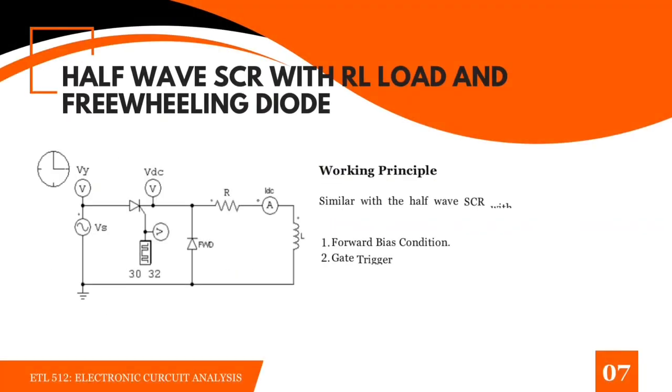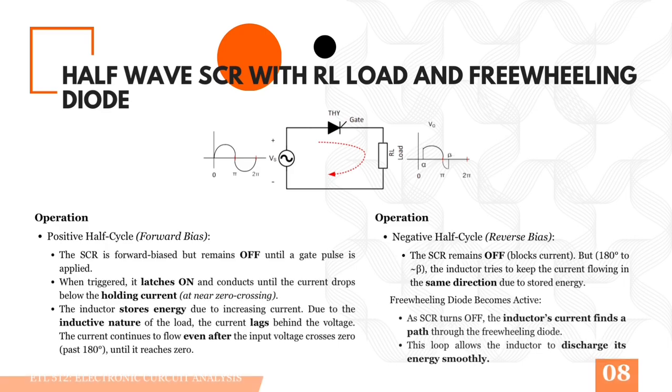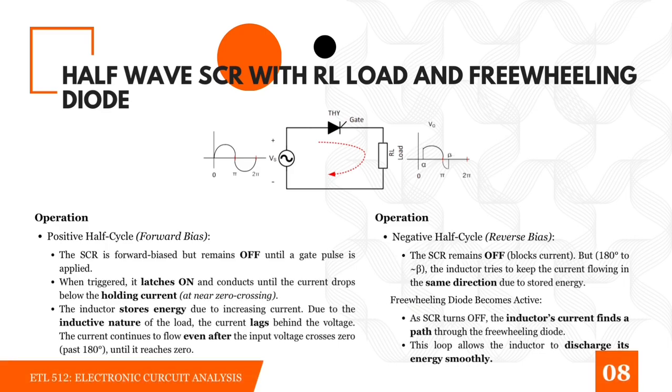When we add a freewheeling diode, the SCR still turns on with forward bias and a gate pulse, but when the SCR turns off, the diode provides an alternate path for the inductor's current. In the positive half cycle, the SCR is forward biased and triggered at the firing angle alpha. Current starts to flow through the RL load, and the inductor stores energy in its magnetic field while causing the current to lag behind the voltage.